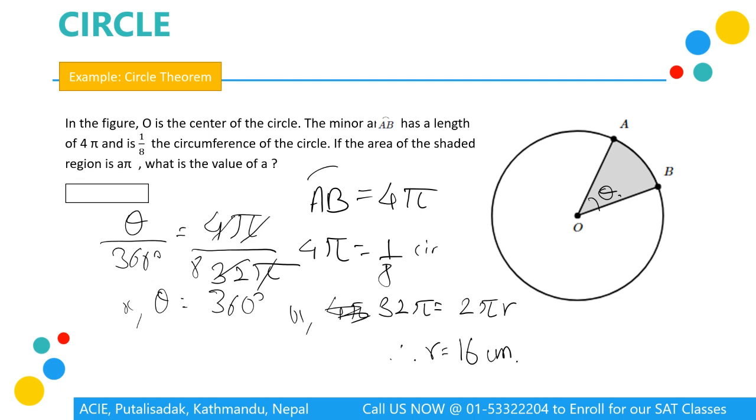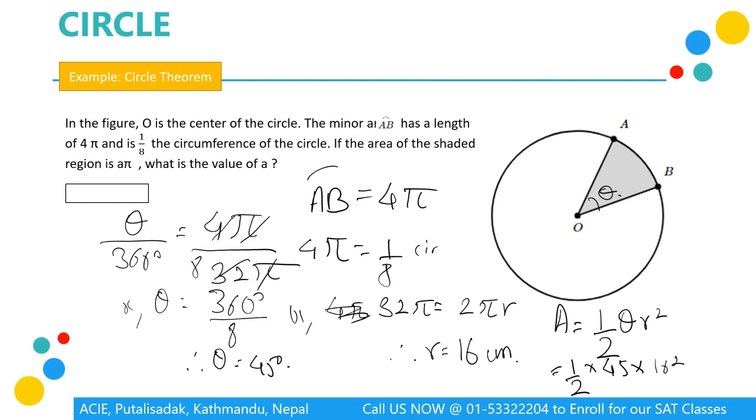360 degrees divided by 8. When we do that, we get a value of 45. Therefore, theta is 45 degrees. Our value A is equal to 1/2 theta r squared, which is 1/2 into 45 into 16 whole squared.